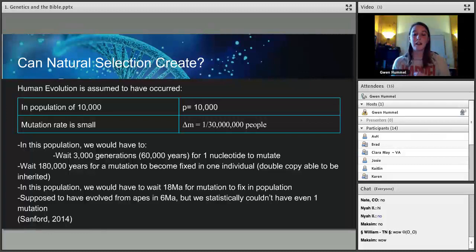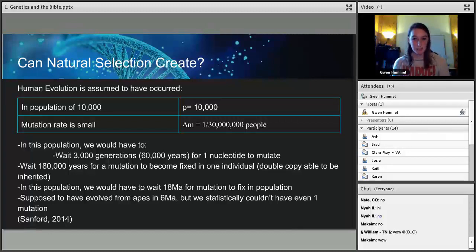Then when we looked at how humans evolved and how this is assumed to have occurred, so human evolution was supposed to happen in a population of about 10,000 individuals. And remember, this is a common ancestor between what we see at other primates, so great apes, and humans. This is supposed to occur from a population of 10,000 individuals. So we quantify this as P equals 10,000, P representing population. Then we see that our mutation rate was really small. And this would be about 1 mutation rate in 30 million people. And we quantify this as delta for change with M, so change in mutation, 1 in 30 million people.